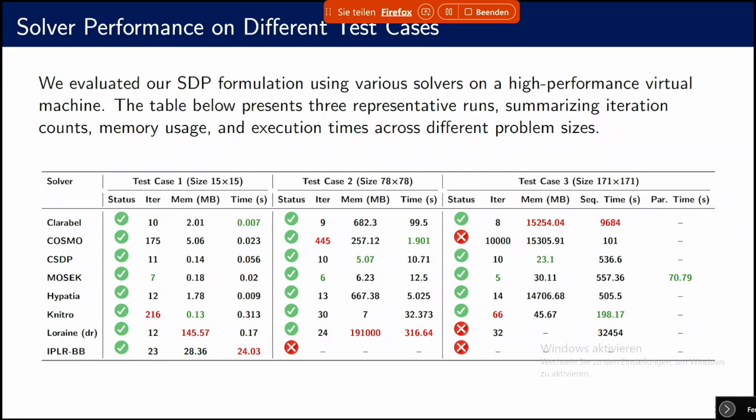So we evaluated this SDP formulation using the solvers that I presented before. I selected only three representative runs showing the iteration counts, the memory usage, and the execution time, and I used different problem sizes. We can see that only Clarabel, CSDP, Mosek, Hypatia, and Knitro managed to solve all the problem instances. However, the other solvers failed to solve all the problems, especially when we increase the size.